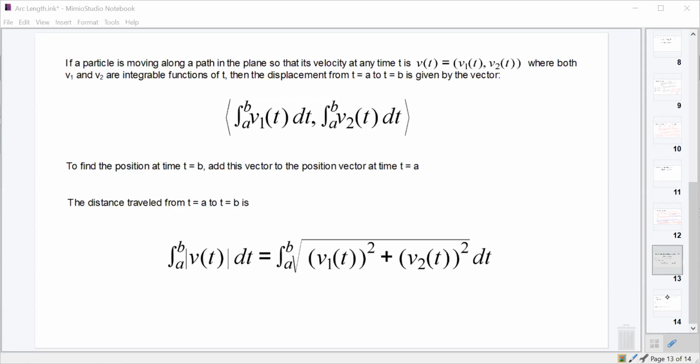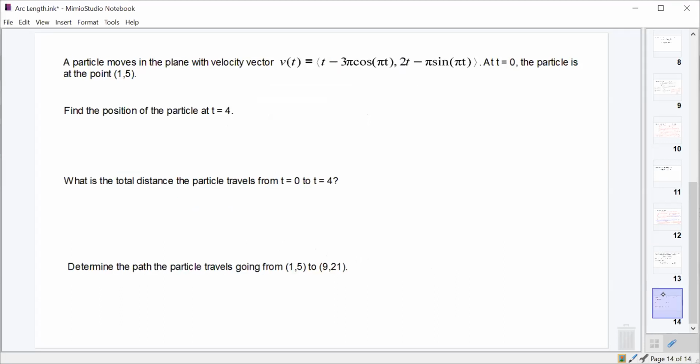Okay. All right, so suppose we've got a particle that's moving in the plane that has a velocity vector of t minus 3 pi cosine pi t, 2t minus pi sine pi t. And we know that at t equals 0, the particle is at the point 1, 5. How would we find the position of the particle at t equals 4? What would we do?